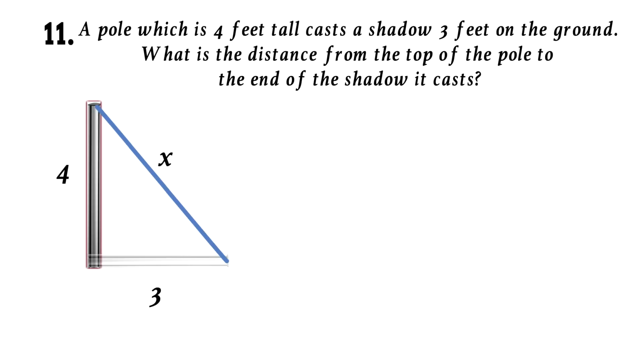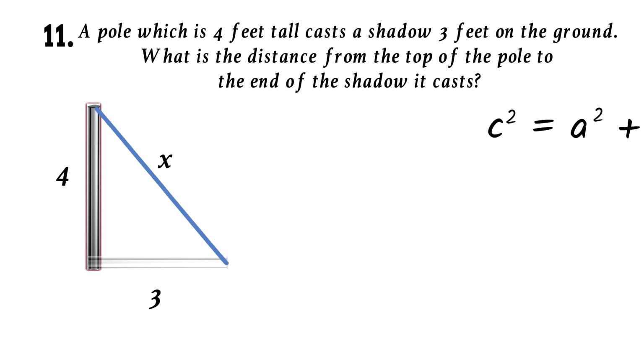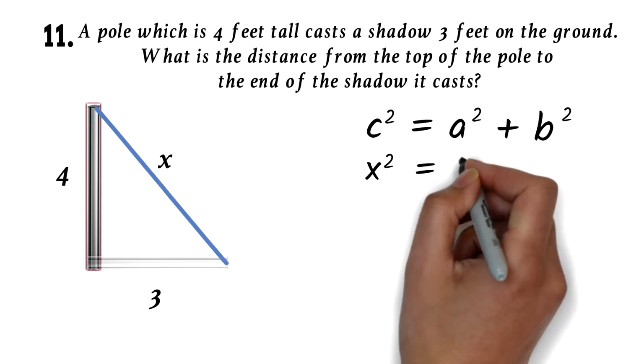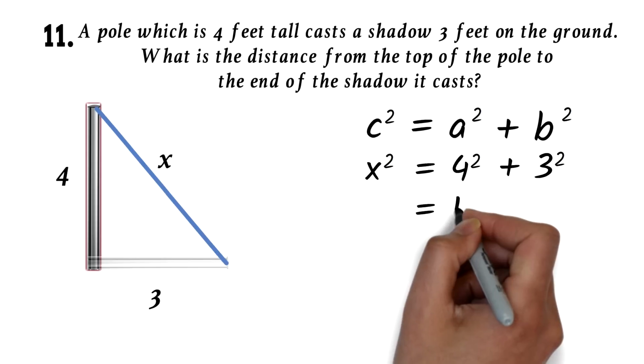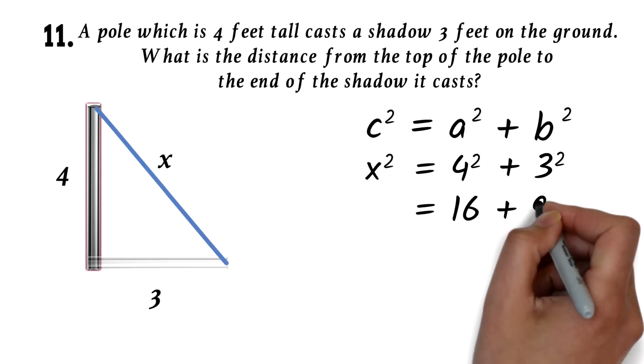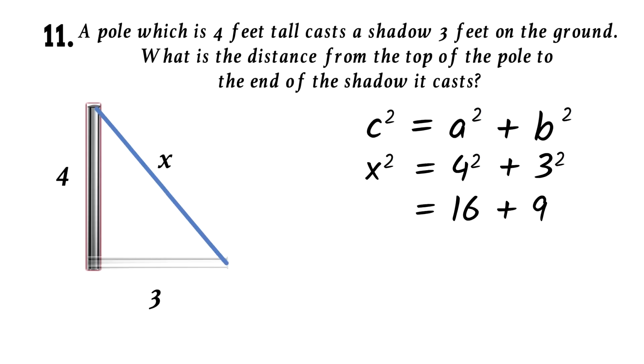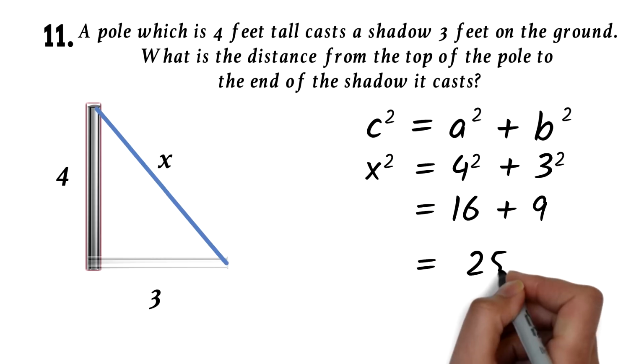We can use the Pythagoras theorem to solve it. This formula will be given to you on the GED. The hypotenuse, which is the long side, squared, equals a squared plus b squared. Here, the long side or hypotenuse is what we are finding. So we have x squared equals 4 squared plus 3 squared. 4 squared is 16 and 3 squared is 9. We add them. 16 plus 9 is 25.